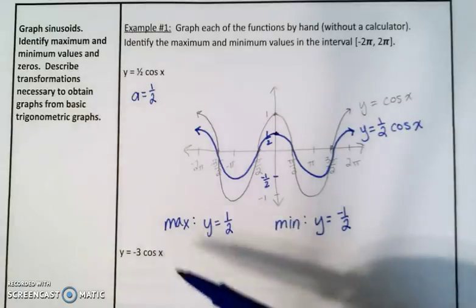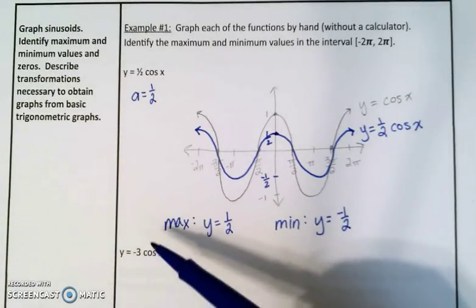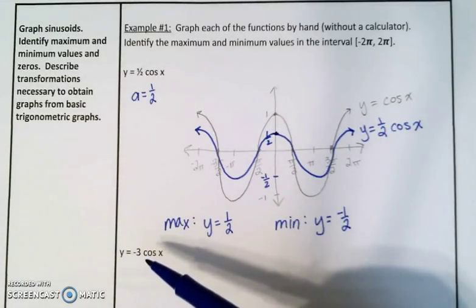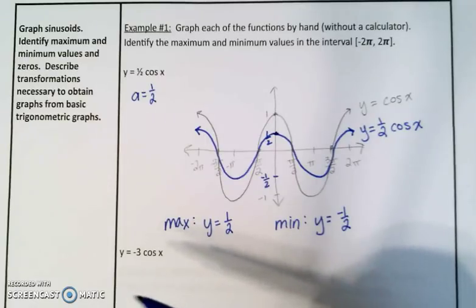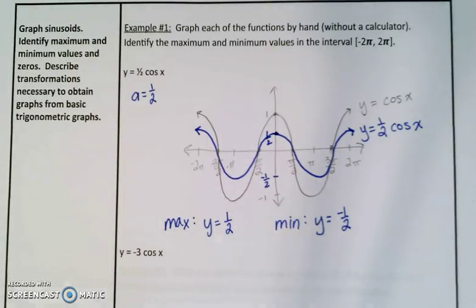For the next two problems, you'll do something similar. Notice here, your a value is negative. Your amplitude should always be positive because it's an absolute value. However, your graph will have to reflect and adjust for that negative.